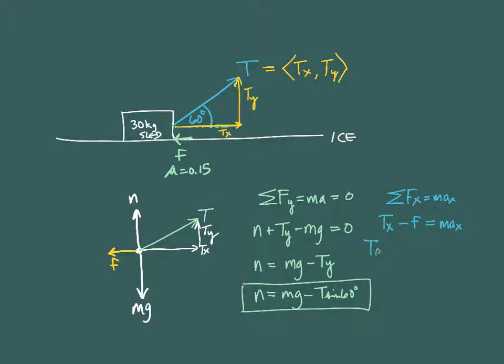Well, Tx would be T cosine 60. Friction is mu N, so I'll just leave that ma for now. Well, T cosine 60 minus, well, the mu is 0.15. N is this big ugly thing, mg minus T sine 60. And that has to equal ma.